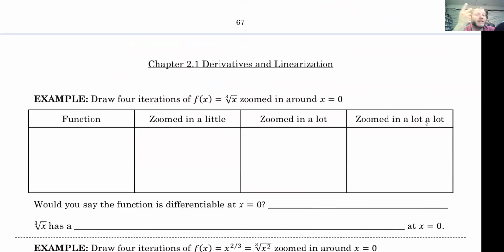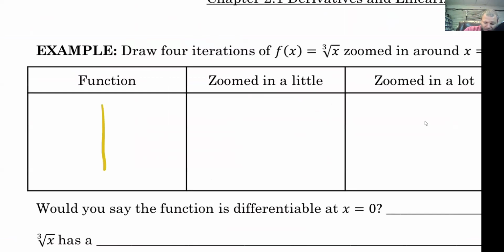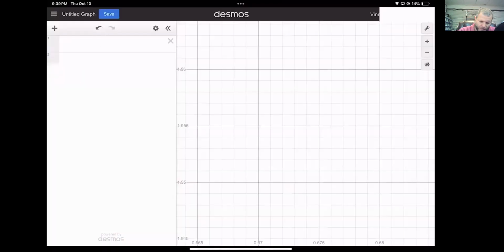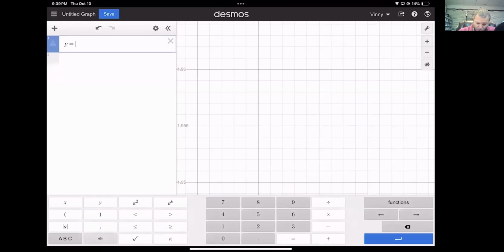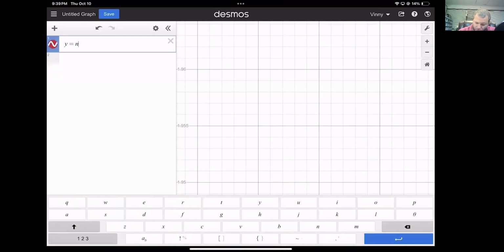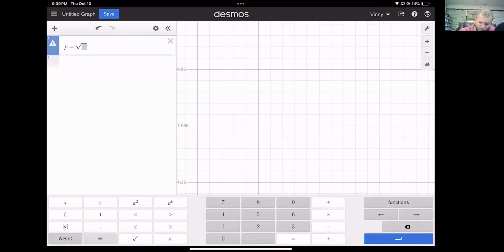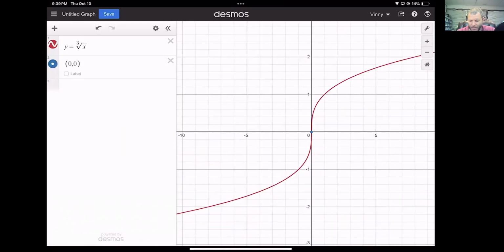And then if we look at some other things that are going to have some problems, so cube root of x. Cube root of x is a function that looks like this. So if we zoom in around (0, 0), so y equals the cube root. You can do nth root in Desmos if you want. So cube root of x at the point (0, 0), that's about the origin.